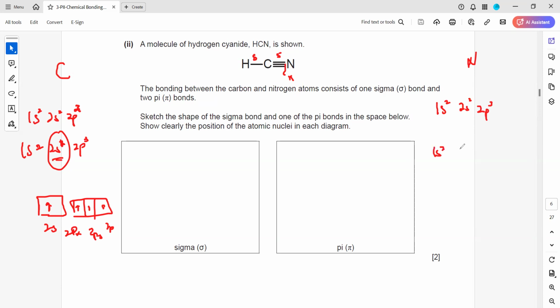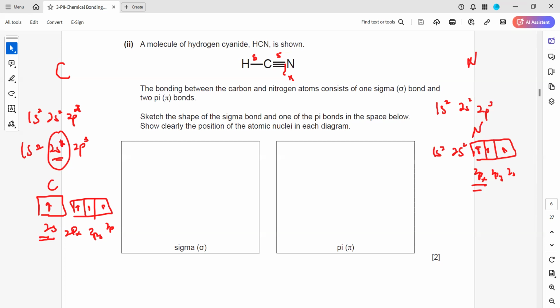So in the case of nitrogen, the only orbitals available are 2px, 2py and 2pz. If I want to show the orbital overlapping, either I can show an overlapping between the 2s of the carbon and the 2px of the nitrogen, showing complete overlapping, so it will be a sigma bond.